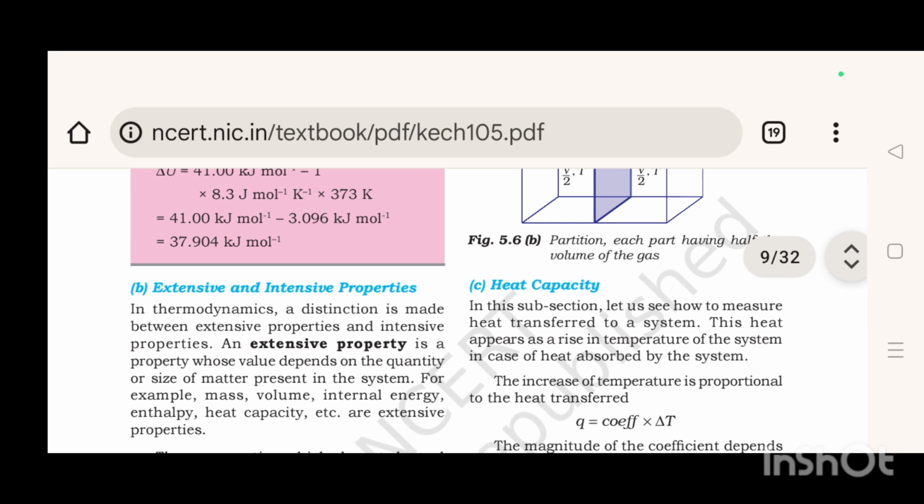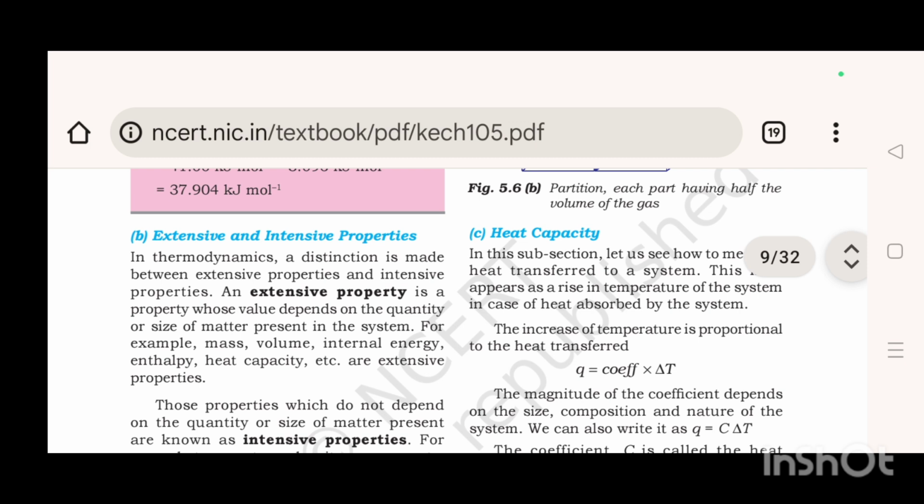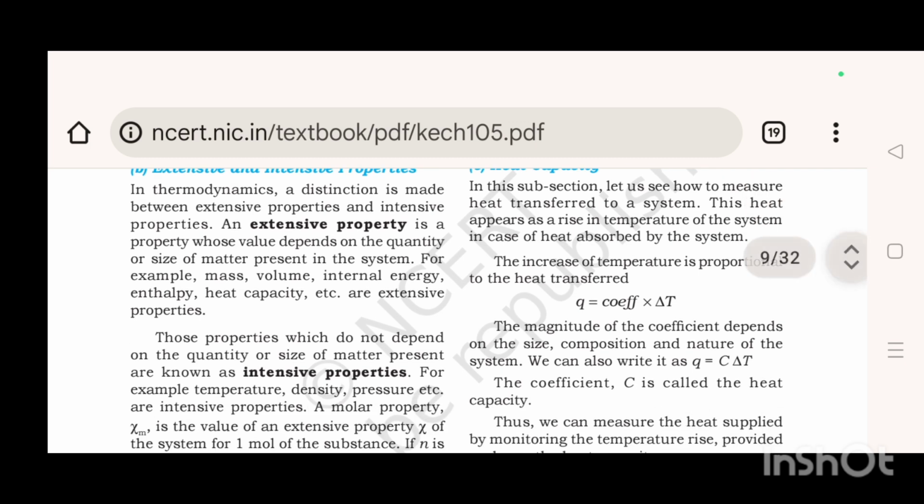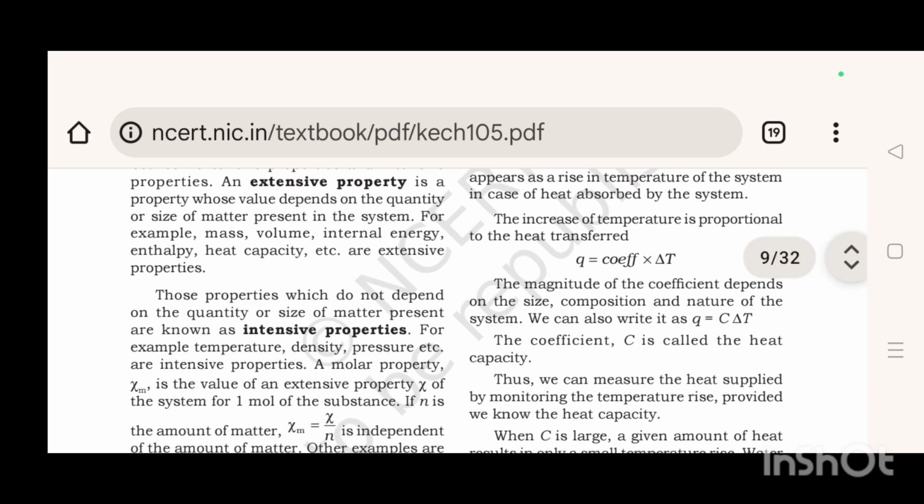Extensive and intensive properties. In thermodynamics, a distinction is made between extensive properties and intensive properties. An extensive property is a property whose value depends on the quantity or size of matter present in the system. For example, mass, volume, internal energy, enthalpy, heat capacity, etc. are extensive properties. Those properties which do not depend on the quantity or size of matter are called intensive properties. For example, temperature, density, pressure, etc.